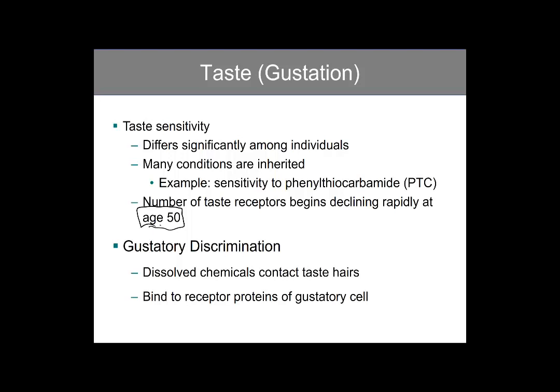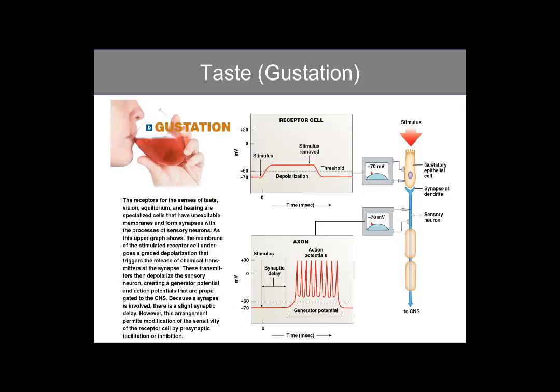Gustatory discrimination: the dissolved chemicals that ultimately bind with the taste hairs are going to bind to receptor proteins in the gustatory cell. Here we see a stimulus, and in this case we're looking at a food or some type of liquid that is going to bind to the gustatory epithelial cell. And again, if that graded depolarization is strong enough, it will lead to an action potential which will be sent straight to the central nervous system for interpretation.